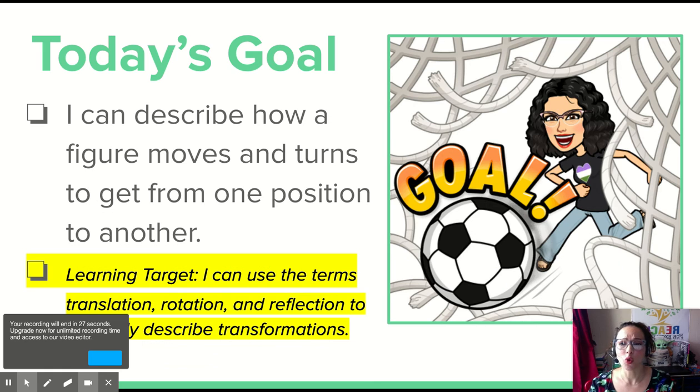So today's goal is that you can describe how a figure moves and turns from one position to another. And our learning target is I can use the terms translation, rotation, and reflection to describe transformations. Your assignments today are all giving you opportunities to practice and apply these skills, and I can't wait to see what you make.